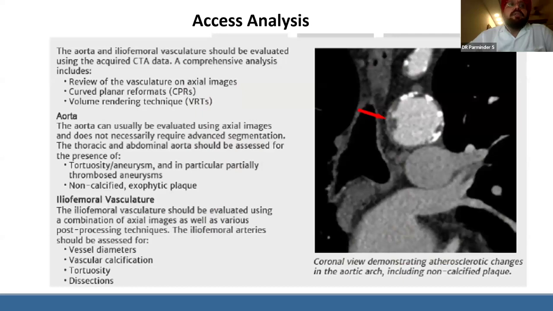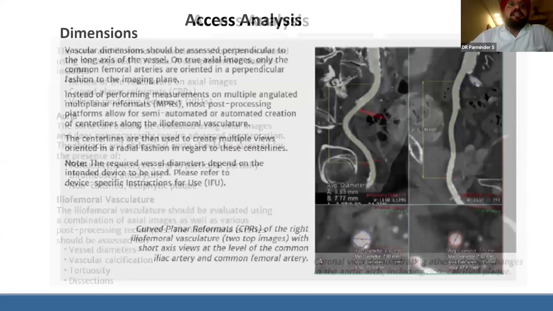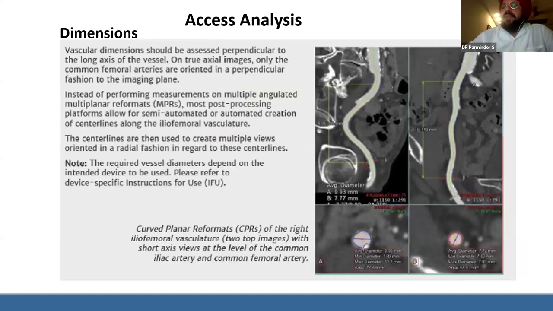We need to assess the aorta. When we assess the aorta, we need to track it from top to the bifurcation, looking for any tortuosity, aneurysms, particularly thrombosed aneurysms or exophytic plaques, which can embolize during the procedure. And we need to analyze the iliofemoral vasculature for diameters, for calcifications, for tortuosity, and for dissections. Sometimes what we see practically is that the vessel diameters are good, but when we try with a device, it's not going in. There is a reason behind it. Sometimes we are not able to assess the diameters properly.